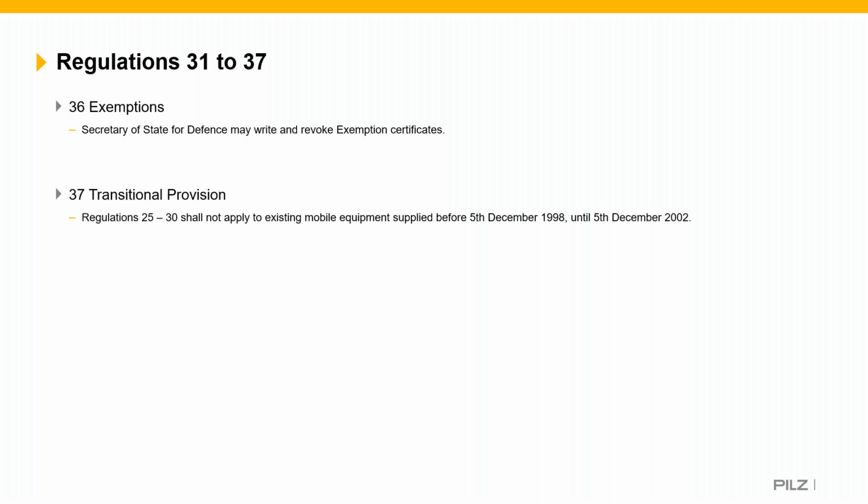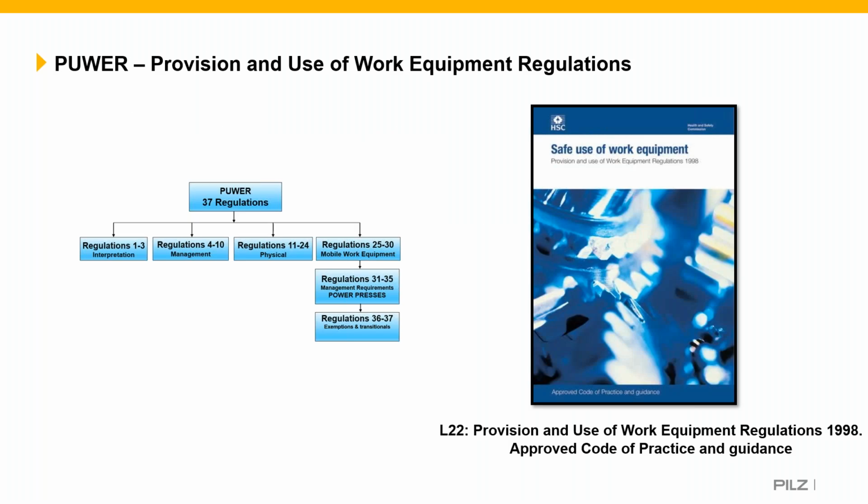It was just talking about a transitional time between the start in '98 and up until 2002, which is quite some time ago now, for the regulations around mobile work equipment. But that's long past. So that brings me to the end of the overview of the 37 PUWER regulations.